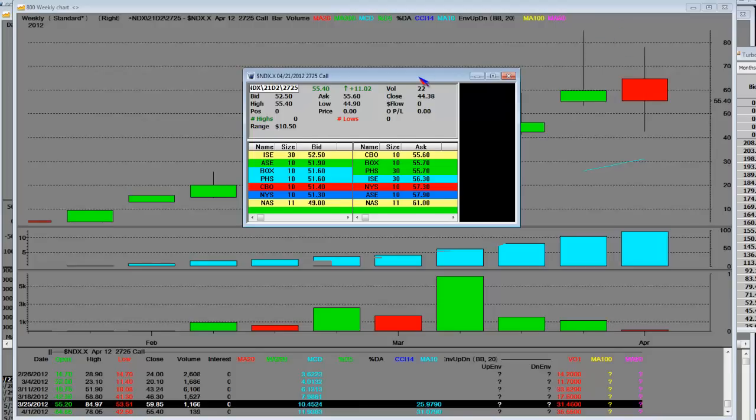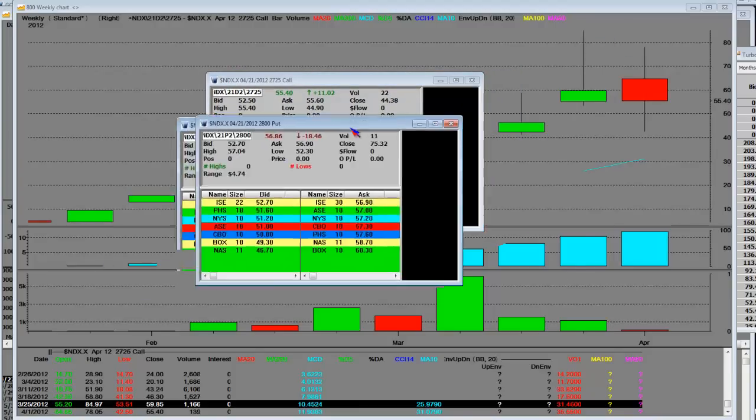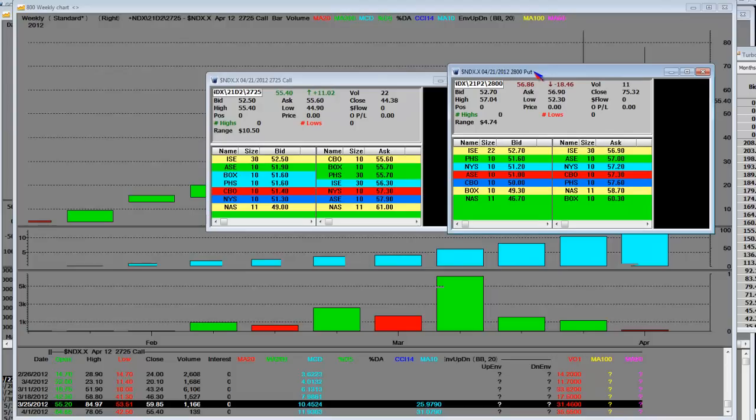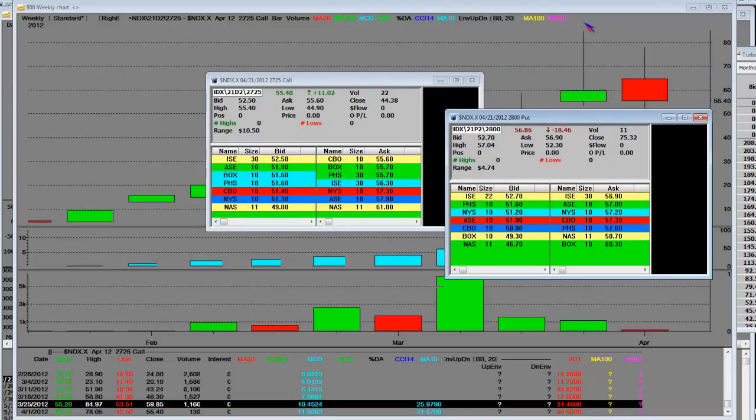And what did we do? We had bought the $2,800 put earlier in the week. When they were at their high, we bought these at the bottom, and they closed at 75, but we sold in the first cycle of them. And we bought the calls too and sold them.